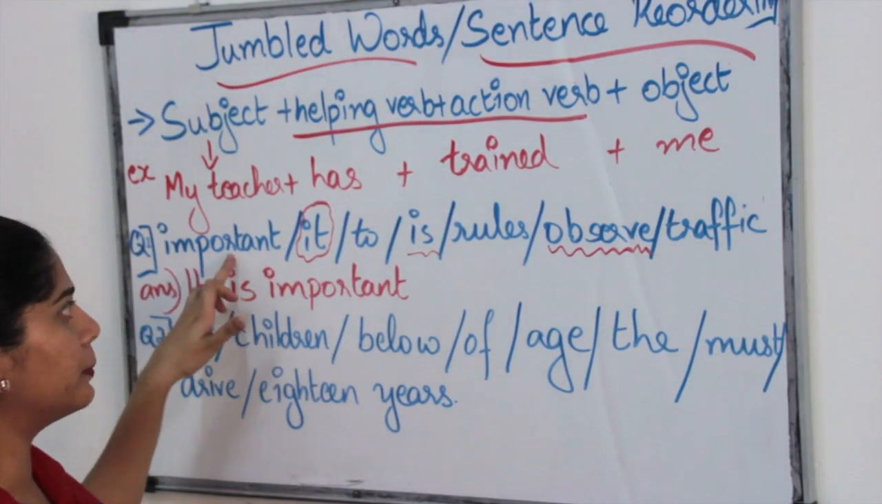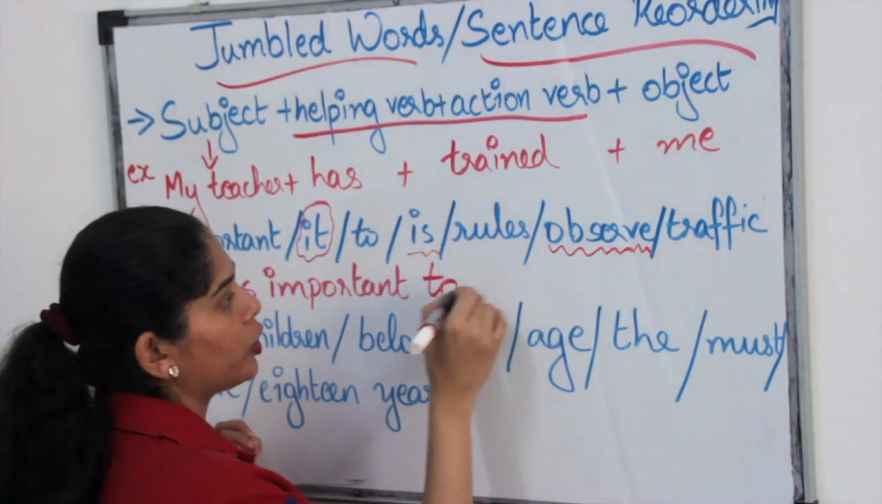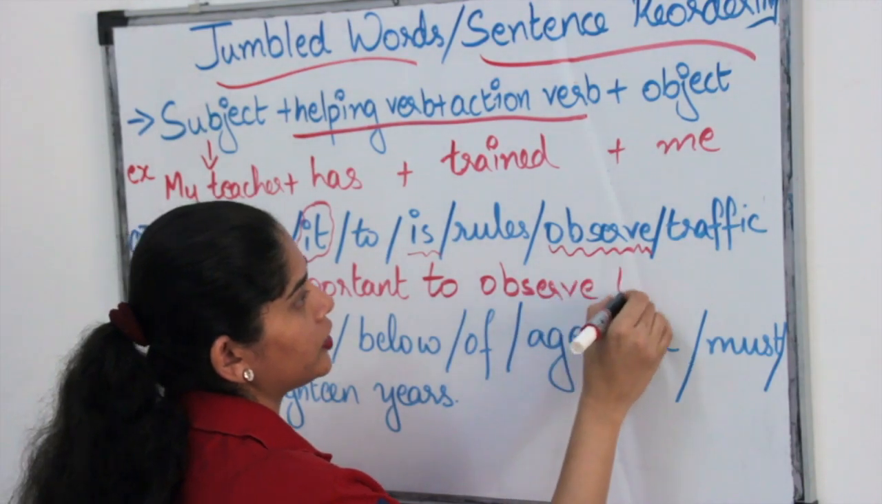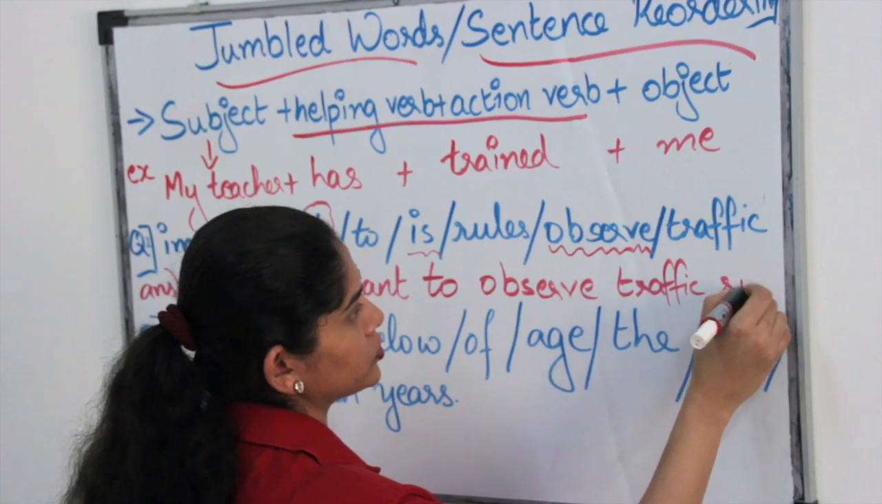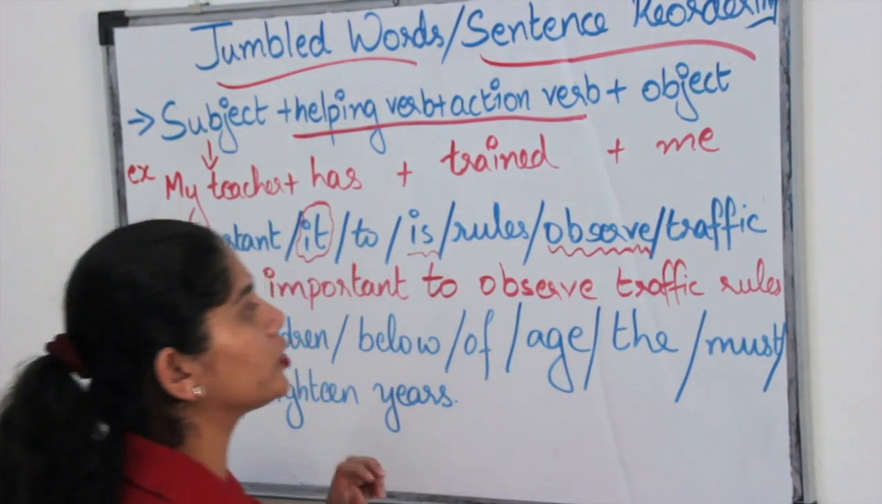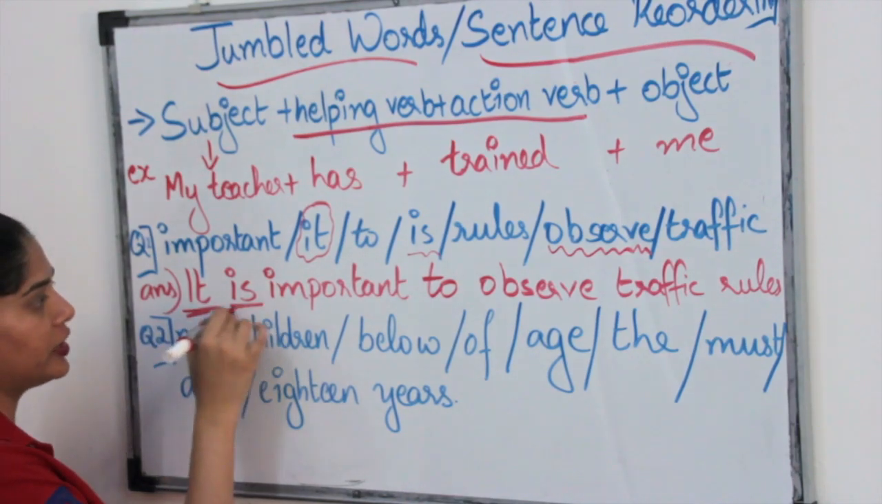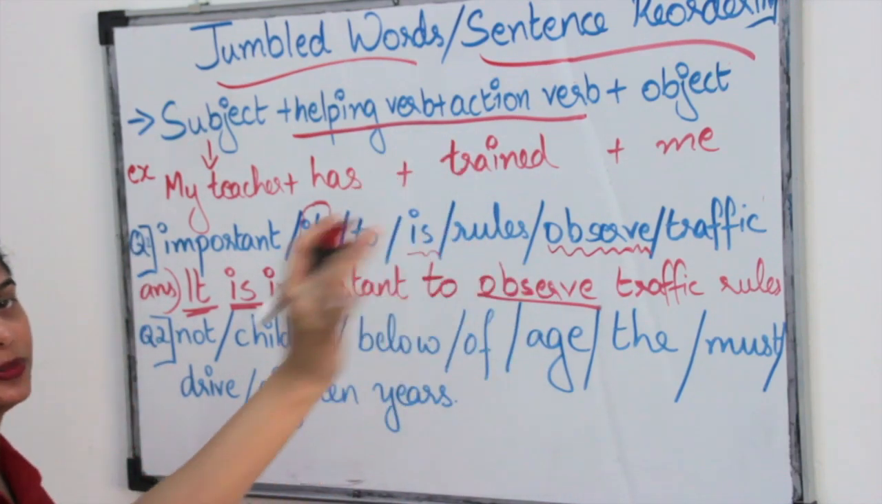Now, it is important. What? Important to observe traffic rules. See, now the sentence looks meaningful. So we found the subject here, we found the helping verb, then we found the main verb, and then the object or the words which are coming up.